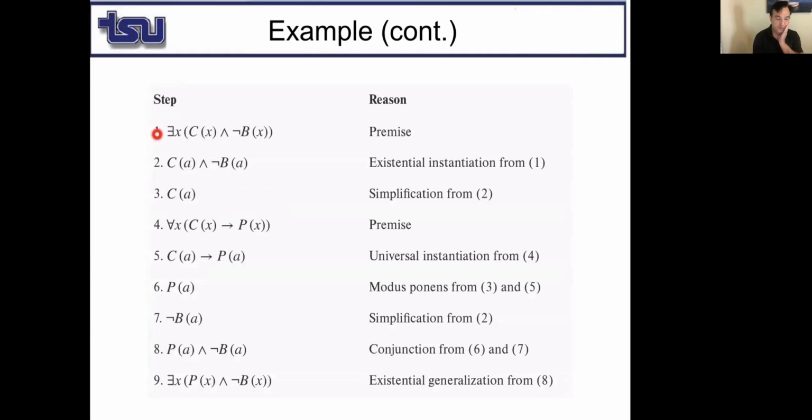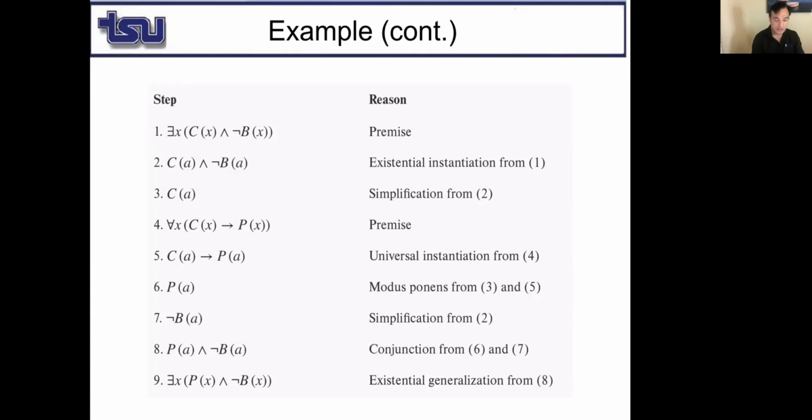Okay, we start with the first premise. What does this say? There is someone in the school who is in this class and has not read the book. From existential instantiation, let's assume that there is a student, let's call him or her A, and that means this is true. And from simplification, this must be true, and this must be true, right?